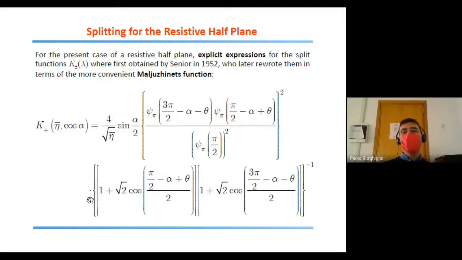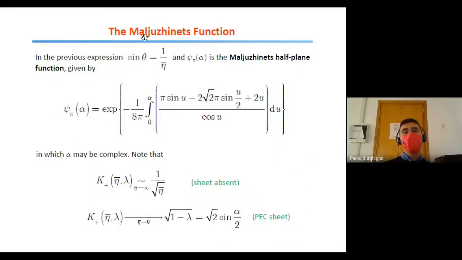And finally, we have these curly brackets, which are reciprocated. You can see -1 in the exponent, where, again, we find trigonometric functions, the arguments of which contain both alpha, the spectral angle, and this angle theta, which is defined by this relation. Its sign is the reciprocal of the normalized impedance of the sheet.